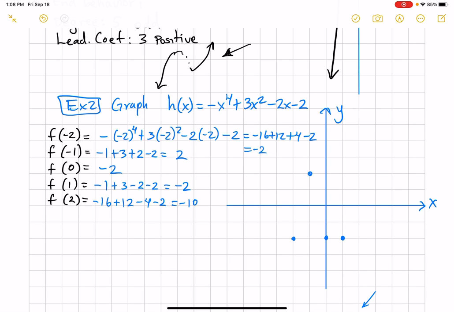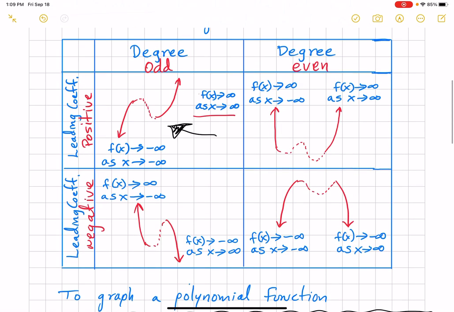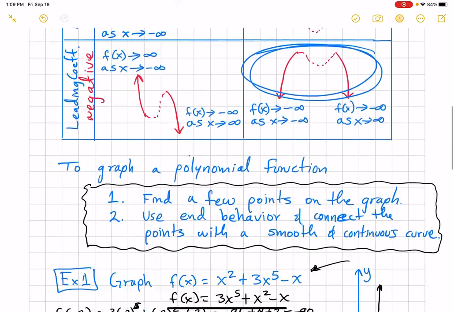Now, how do we describe the end behavior? Again, what is the degree? And what is the leading coefficient? The degree in this one is 4, and the leading coefficient is negative 1. So obviously this is even and negative. So when we look at the chart, we see that for an even degree and a negative leading coefficient, this is what the end behavior is going to look like.